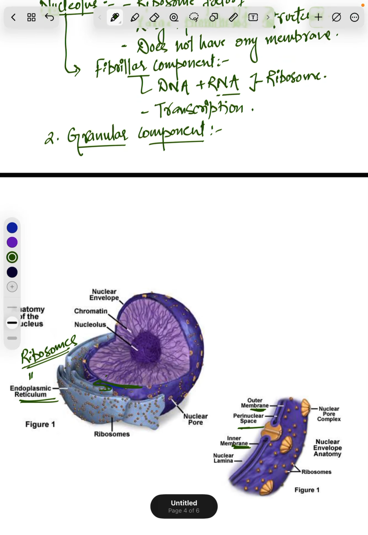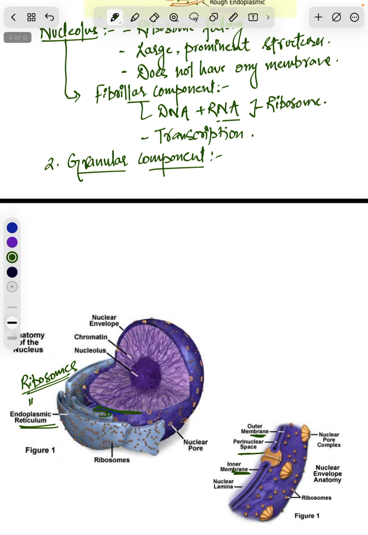Moving to the granular part of it. So as we know, the fibrillar component has DNA and RNA, which is necessary for the transcription process. In the granular component, it has rRNA, meaning ribosomal RNA molecules, plus proteins, which form ribosomal subunits. When we discuss the process of transcription, we will see how ribosomal subunits are made from these rRNA molecules and proteins. So, ribosomal subunits.